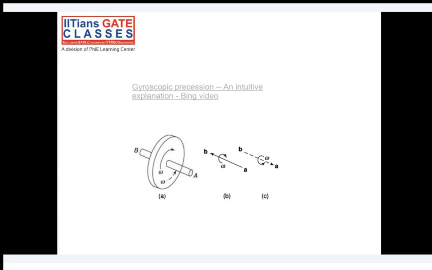You can just type in YouTube gyroscopic effect. You will get a couple of videos and you can go through them. Okay, but at least you might have understood that this effect is associated with some kind of rotating body, which is rotating in a particular direction, and if you apply certain, let's say, force, or try to change the direction, it causes this effect. So this is the basic idea. Let's go through this in detail.